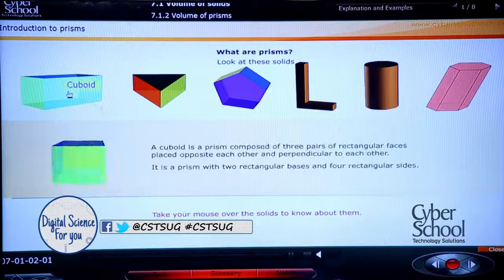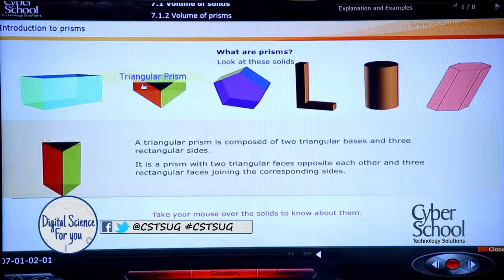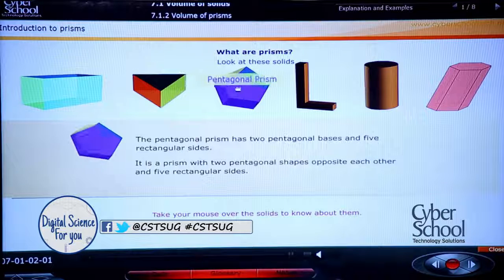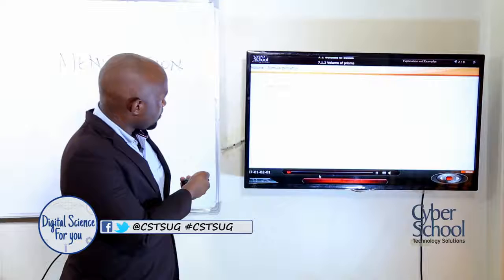Shape 1 here, if I tap the first shape, you see as it rolls, it has the same cross section. This is digital science. Next shape, that's a prism. You can see it is coming from a single cross section. It's also a prism. Next shape is also a prism. Single cross section. The cross section must be the same all the way through.